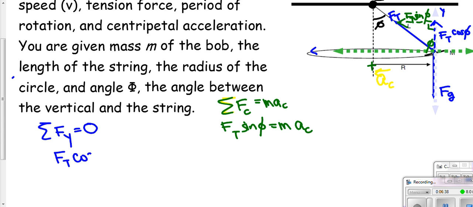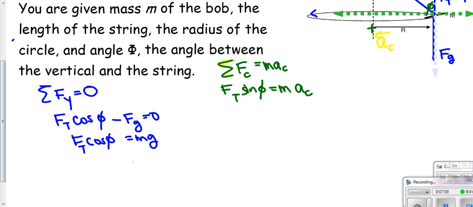Ft cosine of phi minus the force of gravity equals 0. And let's plug that in. This is nice because I'm going to bring force of gravity over, which I know is actually equal to mass times gravity. And look at that, I know the mass of the bob. We're saying we weighed it. I know gravity, and I know what phi is. And so now I have my first expression. Force of tension is equal to mass times gravity over cosine phi.